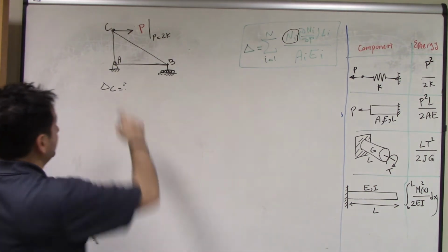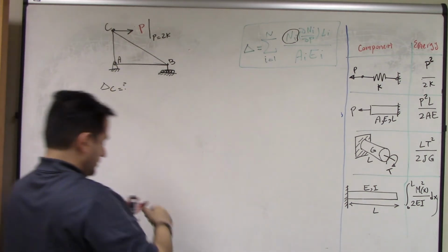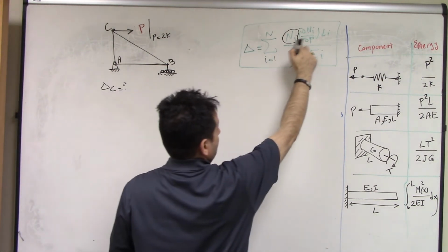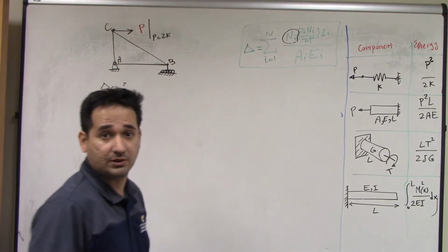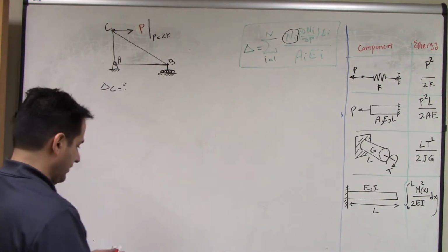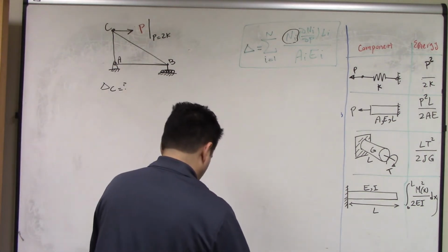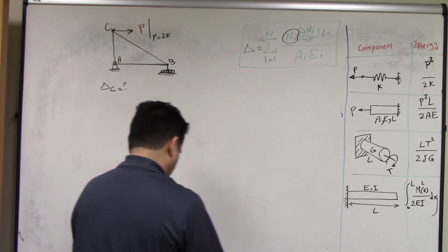So here, if you have P, now the objective is I need to find N and the derivative of N with respect to P. Well, this is a very simple truss analysis problem. You already know how to do that. So let's do that.